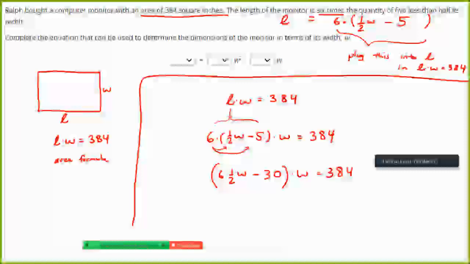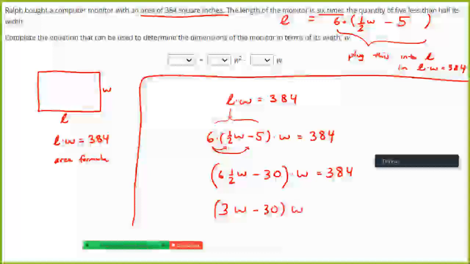Okay, now there's a little simplifying to do. 6 times 1/2, well, that's 6 over 2. 6 divided by 2 is 3. So 1/2 times 6, that gives me 3W. There's still a W there, minus 30. Now we're going to distribute again. So multiply the outside W into the parentheses finally, and then we'll be done after this. So we get 3W squared minus 30W equals 384.